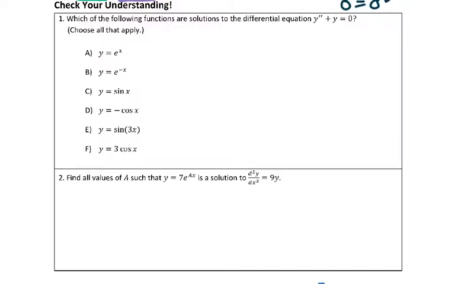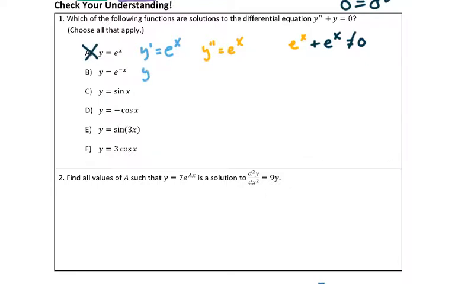Okay, so let's go ahead and find the second derivative for a. So we know that the first derivative of e to the x is very exciting. It's just itself. And then the second derivative is also e to the x. Starting out easy here. Okay, so let's try plugging this in. So I have e to the x plus the original function. Does that equal 0? It does not. It's out. Let's try the next one, e to the negative x.